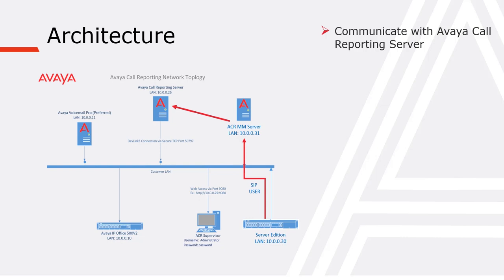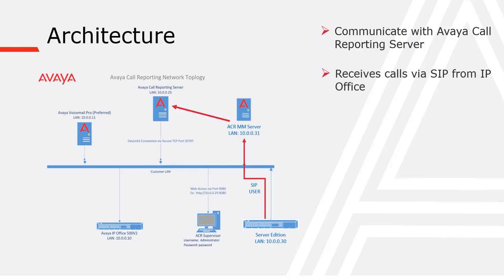This is very similar to IPOCC or ACCS. It's a single SIP user, and calls are going to route from the Server Edition or IP Office to that multimedia server, and that's where calls will queue. And then once agents become available, that multimedia server will transfer those calls to the agents.